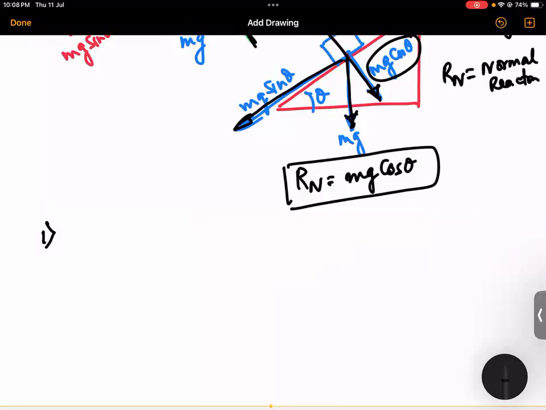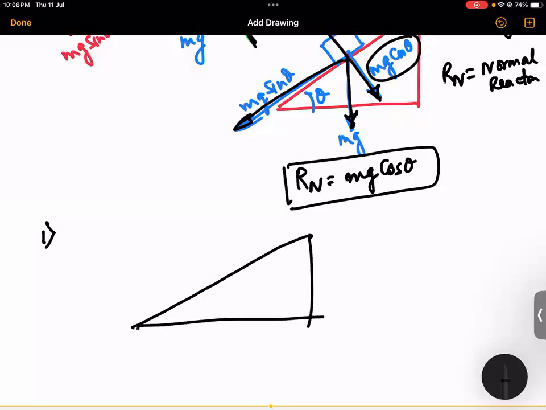Calculate its acceleration. This is the very first step problem I am giving. A body is sliding down an inclined plane, having an angle of inclination theta. Calculate the acceleration. So first and foremost, I've already taught you like this. You draw an inclined plane. This will be your mg. This will be your mg cos theta. And this will be your mg sin theta.